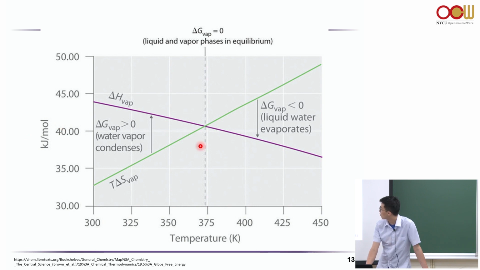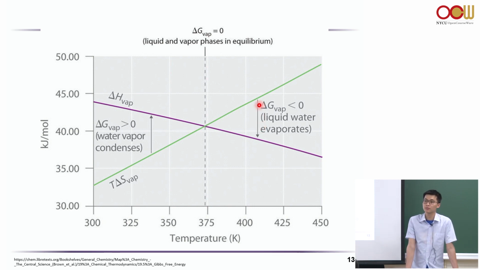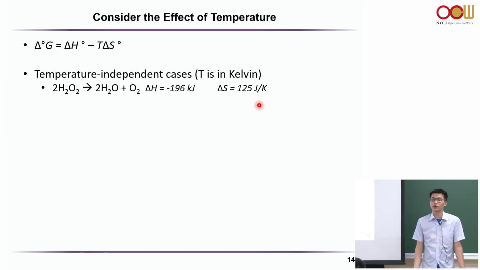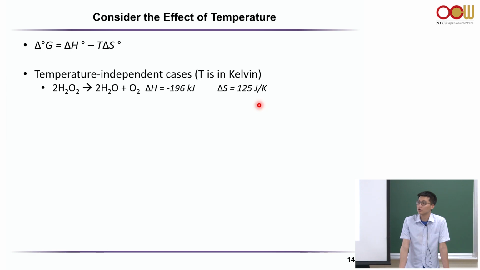For example, when we go over this critical T, your T delta S dominates the equation, right? So your vaporization becomes an energetically favorable process. Then for every process, there can be different values. Let's look at the first one, that is a temperature independent process. Okay, so for the decomposition of hydrogen peroxide, we know it happens readily. If you have a bottle of hydrogen peroxide left there for a long time, it will eventually decompose completely.